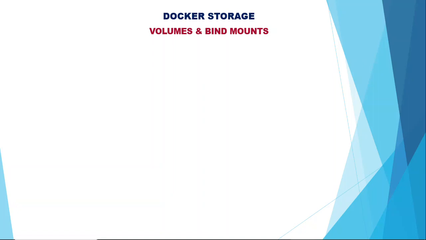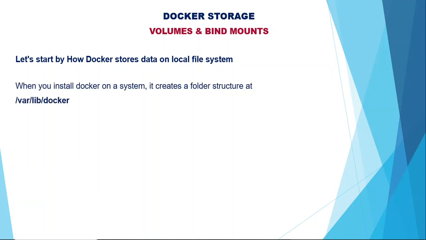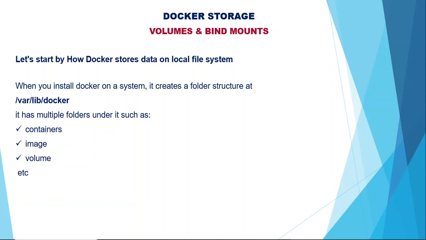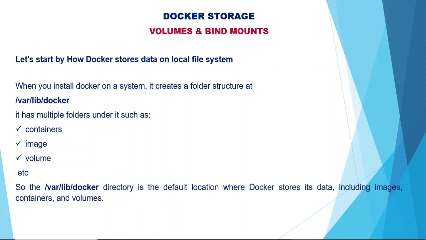First of all, I'm gonna start by explaining how Docker stores data on the local file system. When you install Docker on your system, it creates a folder structure at /var/lib/docker, and inside this folder it has multiple folders under it, such as containers, image, volume, etc. So the /var/lib/docker directory is the default location where Docker stores its data, including the aforementioned folders.